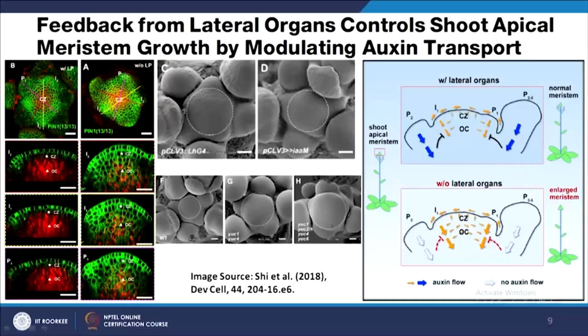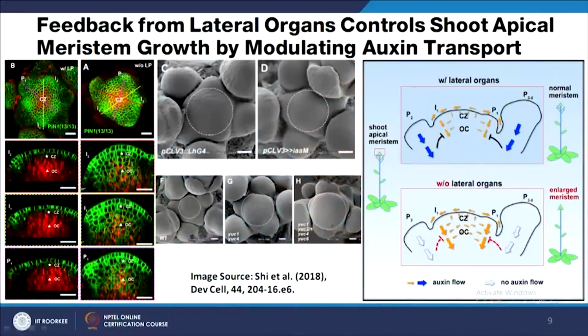How? If you look here, PIN protein localization in the wild type, this is primordia P1, I1, I2. If you look, the PIN protein is mostly localized to the L1 layer, and this is a normally growing primordia. But if you remove one lateral primordia, which could be leaf primordia, what is happening is that the distribution or localization of PIN protein is totally disturbed here. So, this tells that the presence of lateral organ or development of lateral organ in the peripheral zone is sending some kind of signal to the meristem for its own activity.